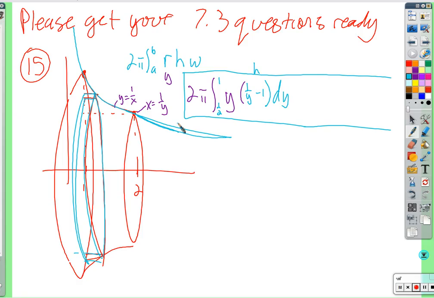What? The whole thing? Nope. Of what? Of just the curvy part there. Okay. The reason we have to cut that up, I mean, why? You tell me, why do we have to cut that up? Why do we have to find the volume of this and then the volume of this separately?